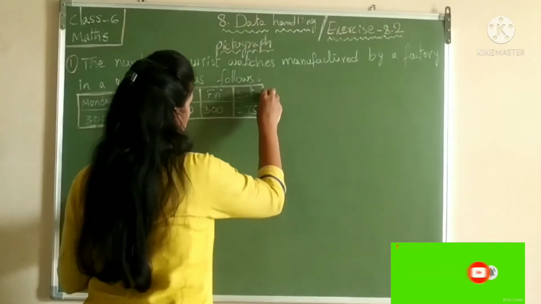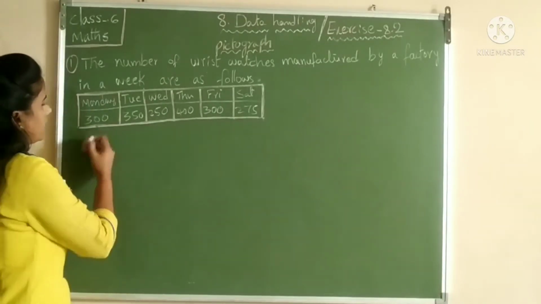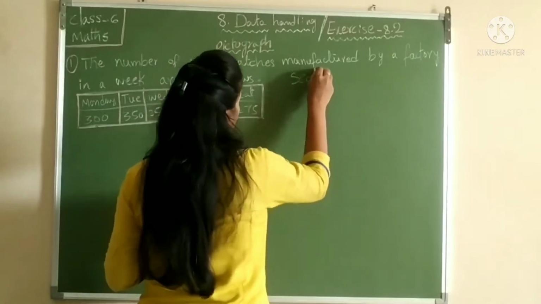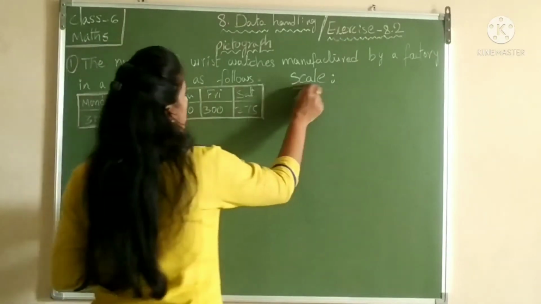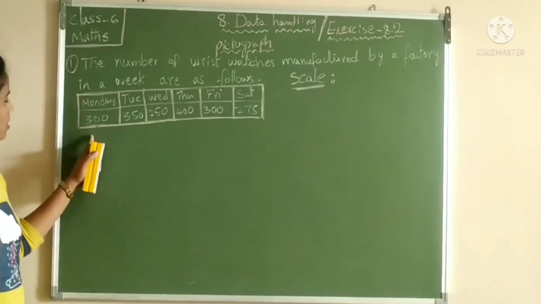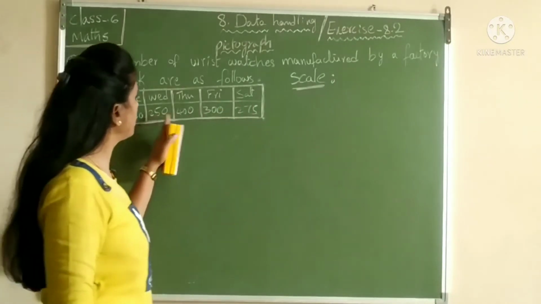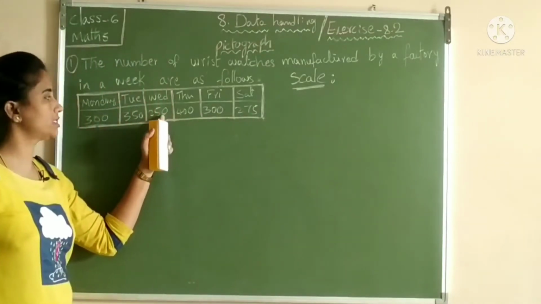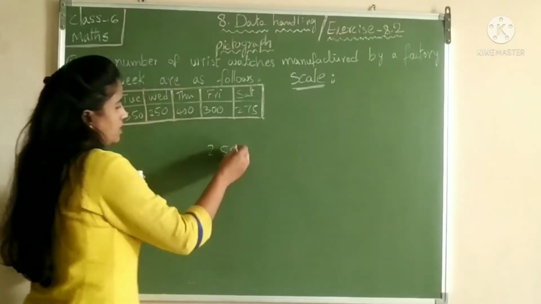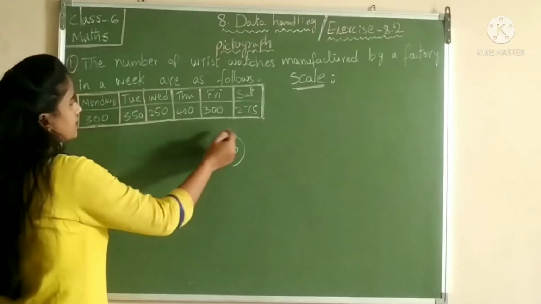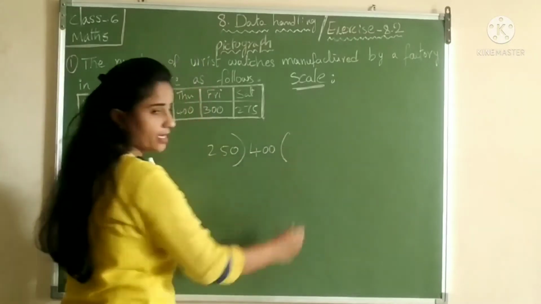First, what we have to do is find out the scale. How to write the scale? Scale: which is the smallest number of given data? 250, 275. See, 250 is the smallest number. So take 250 as a divisor, and which is the greatest number of given data? 400. Take 400 as a dividend.